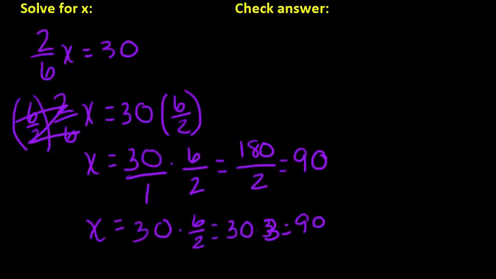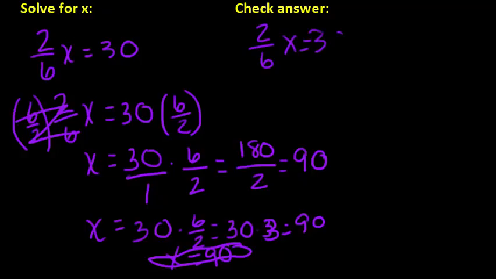Again, we want to check our answer by plugging in what we found for x. We found x to be 90. We want to plug this back into the original equation, 2/6 x equals 30. So 2/6 times 90 is equal to 30. Let's make sure that that is a true statement.